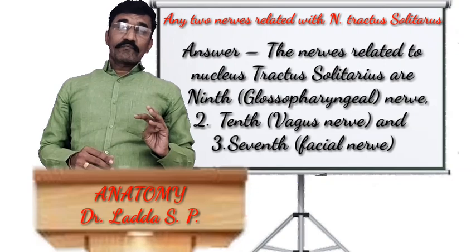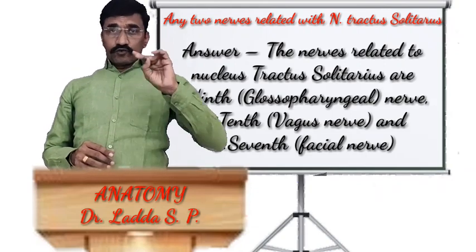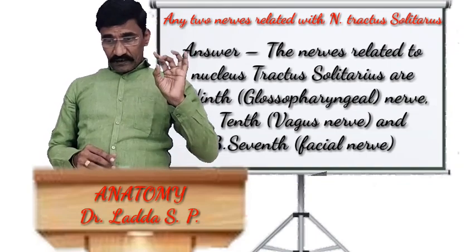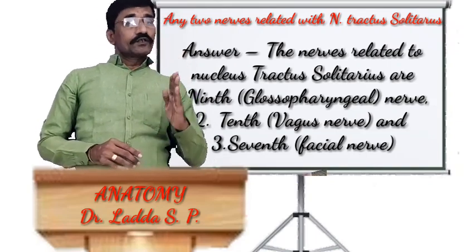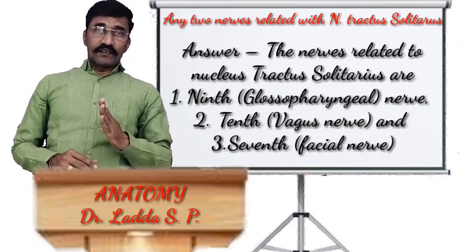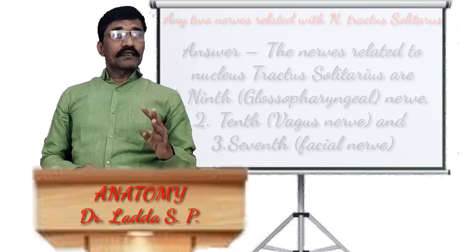I mean to say, what is the 9th cranial nerve? Glossopharyngeal. What is the 10th cranial nerve? Vagus. And what is the 7th cranial nerve? Facial. So nucleus tractus solitarius is related with the glossopharyngeal, vagus and facial cranial nerves.